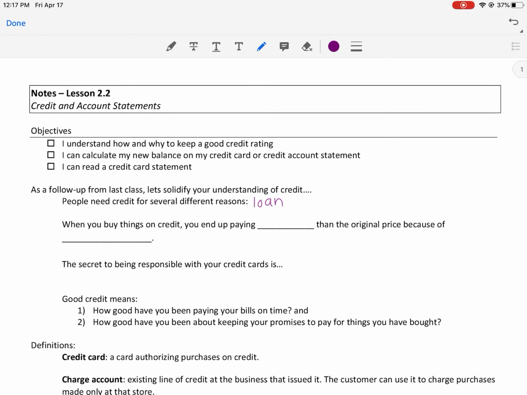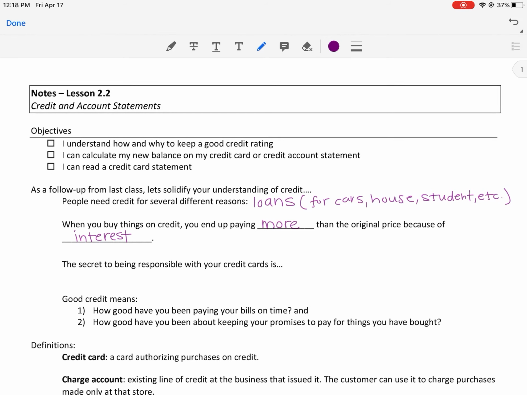money. It can also be for cars, house, student loans, etc., right? There may be some other cases, but I would say that's the main idea. When you buy things on credit, remember, you're going to end up paying more than the original price because of the interest you pay. In general, that's true with a loan. For credit cards, not always true, it just depends if you pay it off, right?